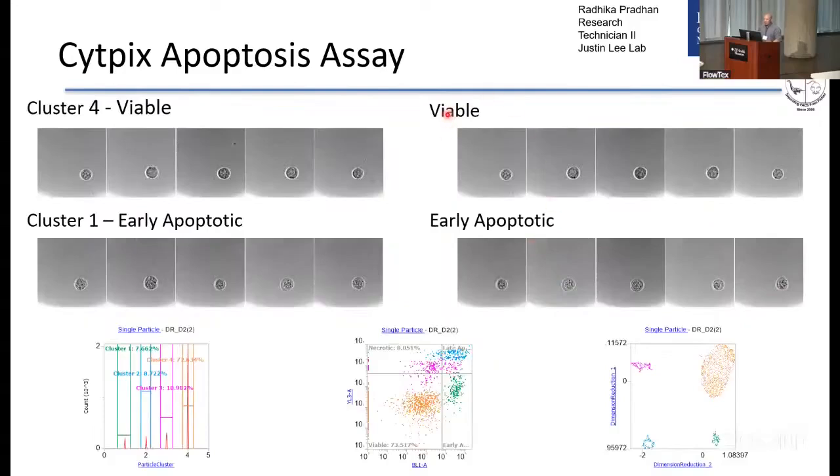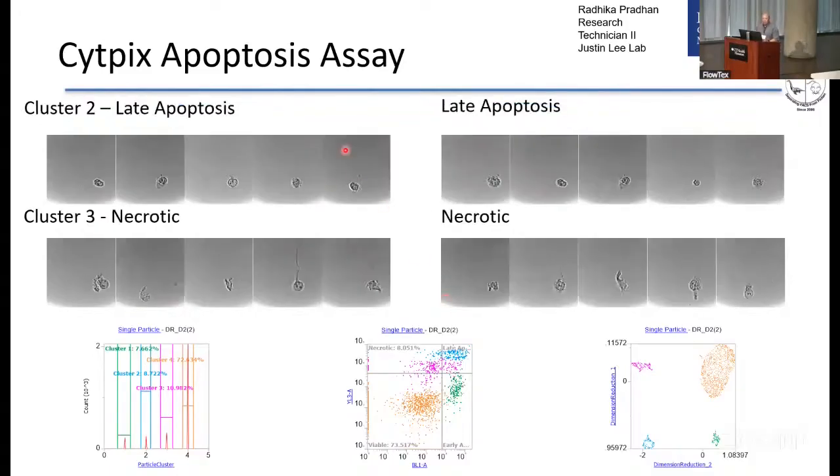Looking at some representative images of each of those clusters, the populations line up with your classical bivariate analysis. You've got cluster 4 that lines up with your nice round viable cells, and cluster 1 that lines up with your early apoptotic cells, where I don't know if you can see from up there, but you can start to see some nuclear condensation inside the cell. They lined up so well, in fact, that I had to be careful not to select the same representative images from each gate. That's how well they lined up. Cluster 2 corresponds with late apoptosis, and then cluster 3, necrotic.